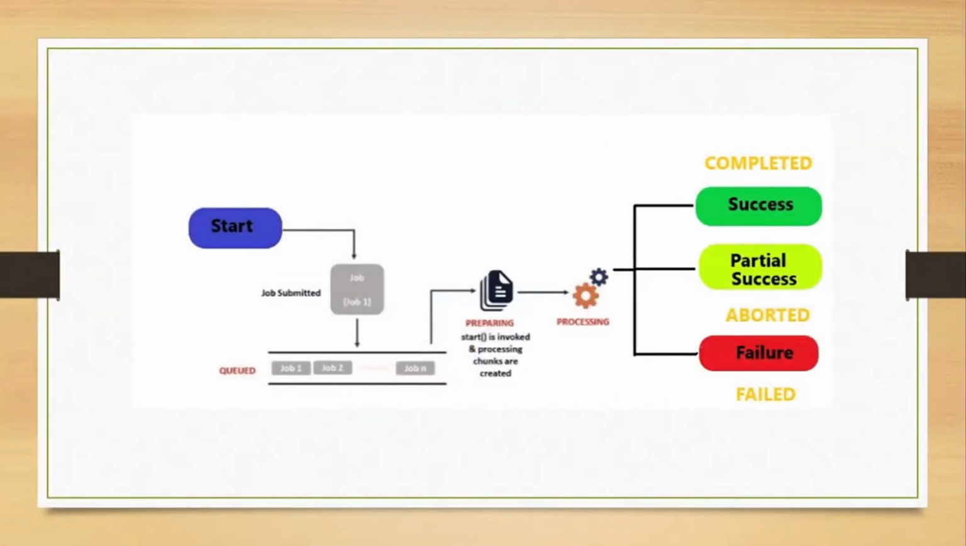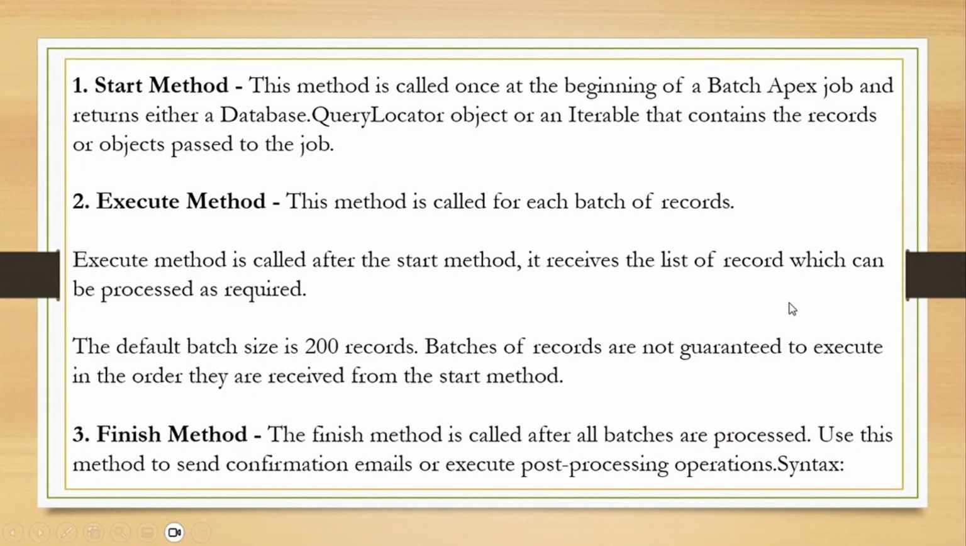Here in this picture, the start method is executed, that is, the job is submitted and queued. Job 1, job 2 are queued as batches of 200 records, that is, chunks of records. The start method is invoked and processing chunks are created, and it processes the records. The result statuses are success, partially success, aborted, failure, and failed. This is the output of your batch records being processed.